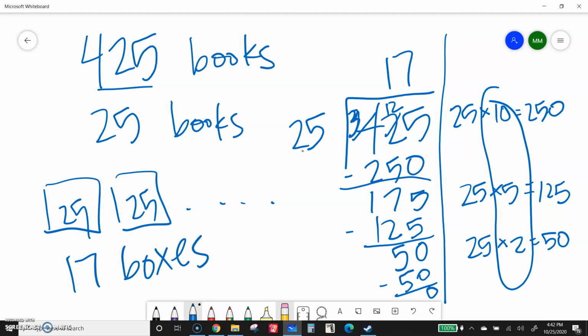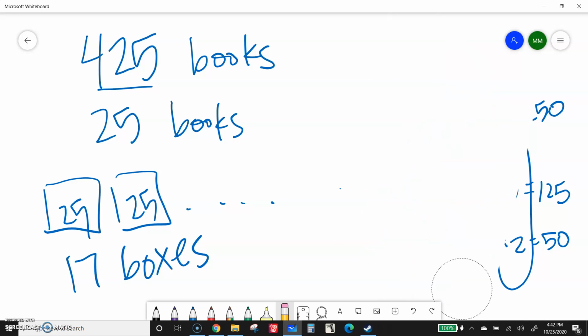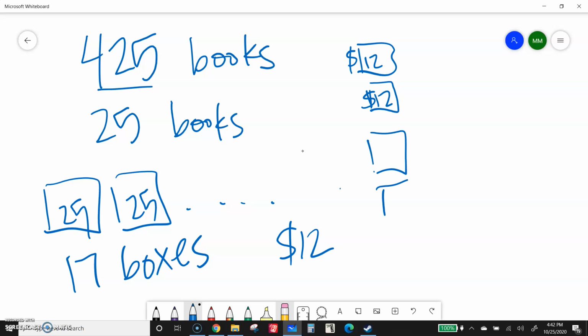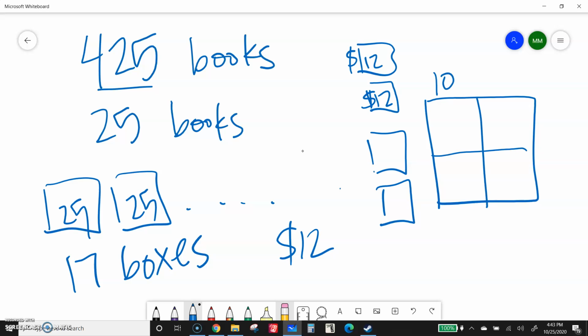Now, if I'm selling each box for $5, let's say, well, let's make it a little more challenging. Let's say I'm selling each box for $12. Each box is going to be $12. And I know that I have 17 of them, so I could add it over and over. But if I'm repeating the same number over and over, I can multiply. So let's try the window method on this one. So I have 10 and 7 times 12.